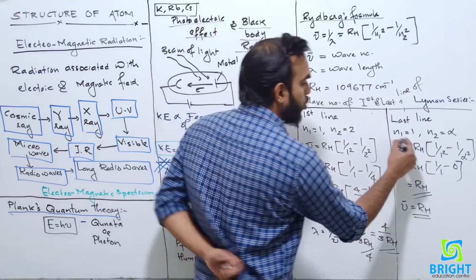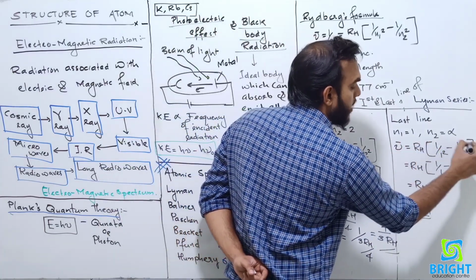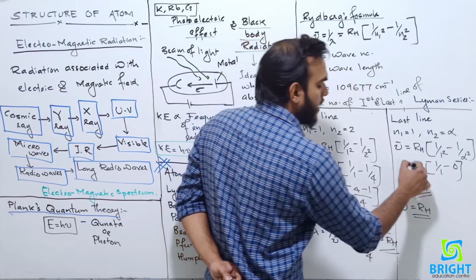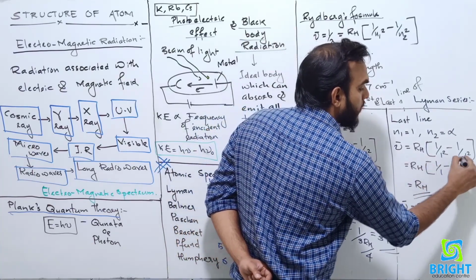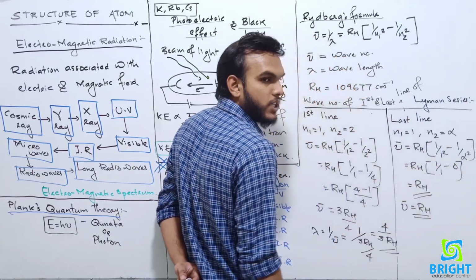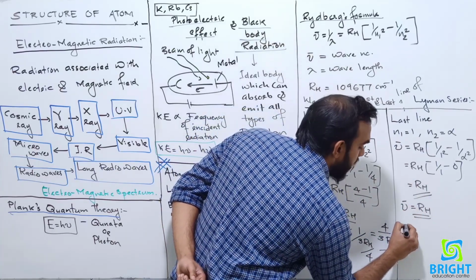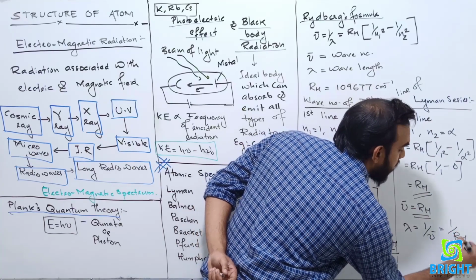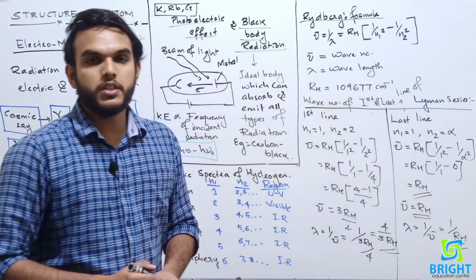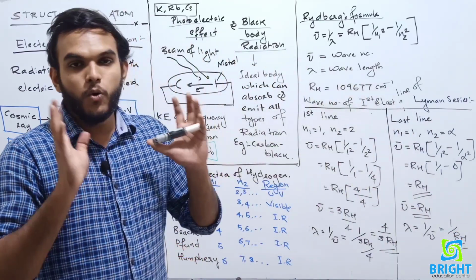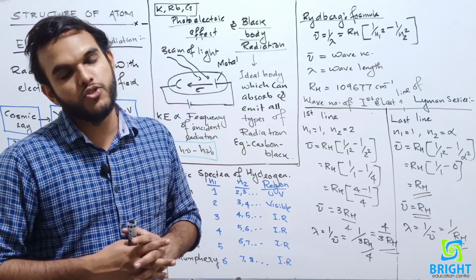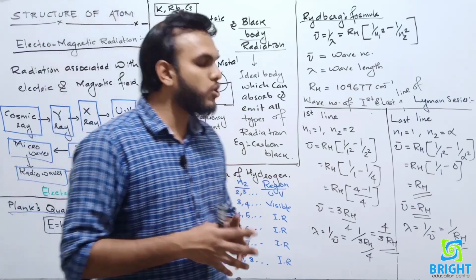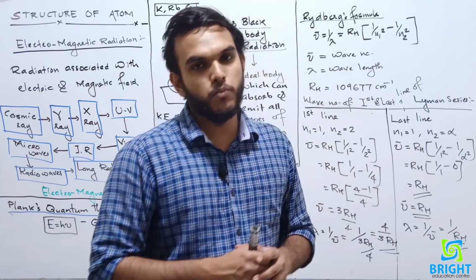So nu bar is equal to RH into 1 by 1 square minus 1 by infinity square, that is RH into (1 by 1 minus 1 by infinity), which is equal to RH into (1 minus 0), that is nu bar is equal to RH. Then lambda is equal to 1 by nu bar, which is equal to 1 by RH. Is that clear? So we got how to find the wave number and the wavelength of the first and the last line of the Lyman series. During our live session, I will give some more work about this.